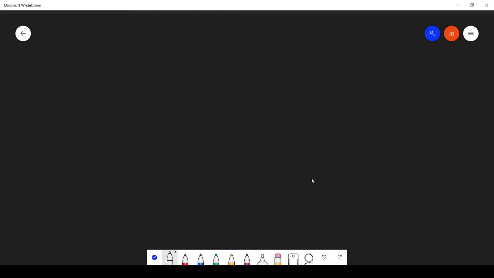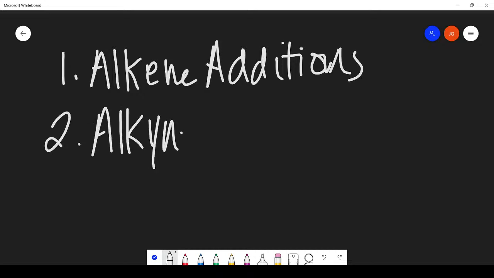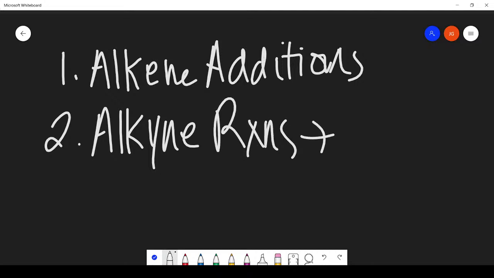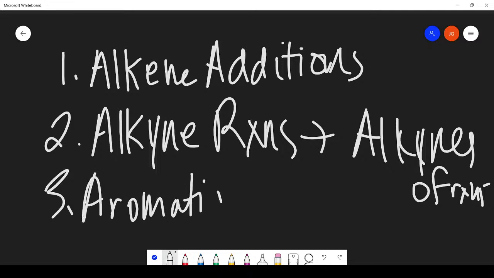Okay, so let's start. I believe that this test will cover, number 1, alkene additions. Number 2, alkyne reactions. You can kind of say that these are going to be all kinds of reactions. And number 3, we have aromatic compounds. I think these are the 3. And while these are only 3 topics, there's a lot to them.